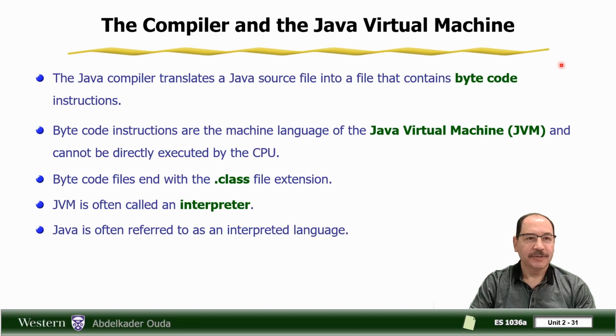The Java compiler translates Java source into a file containing bytecode. The bytecode instructions are the machine language for the Java virtual machine, not for the CPU. That means the CPU cannot understand bytecode. The bytecode files end with the extension .class. The Java virtual machine is often called an interpreter. This is why most of the time Java is referred to as an interpreted language.